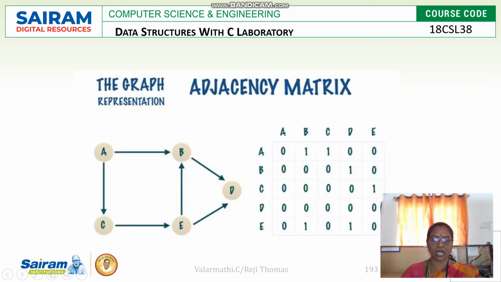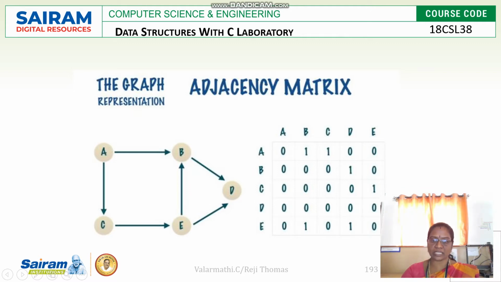Let us see how the graph is drawn with the help of an adjacency matrix. This diagram shows the graph representation with the adjacency matrix. Here the adjacency matrix is given. First it will ask the number of nodes. Here the number of nodes is 5, starting from A, B, C, D, E. These 5 nodes are going to be connected in the graph. Then the graph adjacency matrix is given. We'll see how it is drawn.